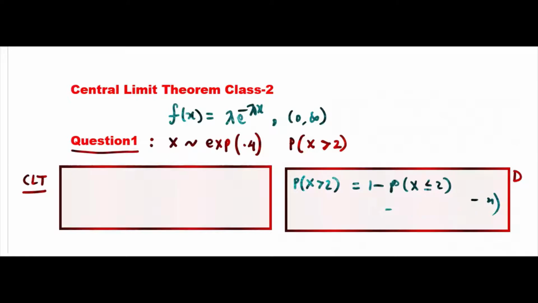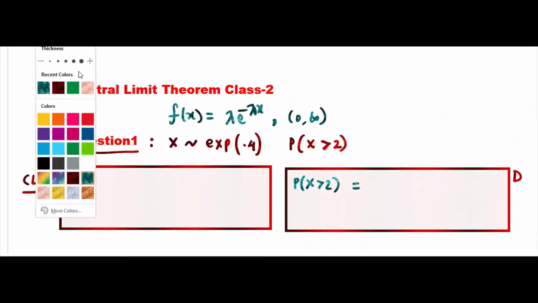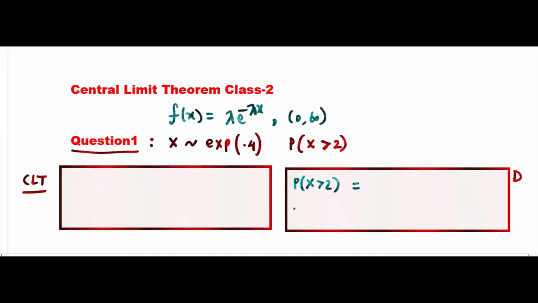Even I can directly use the formula. There is a formula for this one. Instead of doing all this, directly we can use the formula. Probability x greater than x will be equal to e power minus lambda x. We'll use this formula. Lambda is 0.4 and x is 2 here. That means e power minus 0.8. See the calculator and tell me this value.